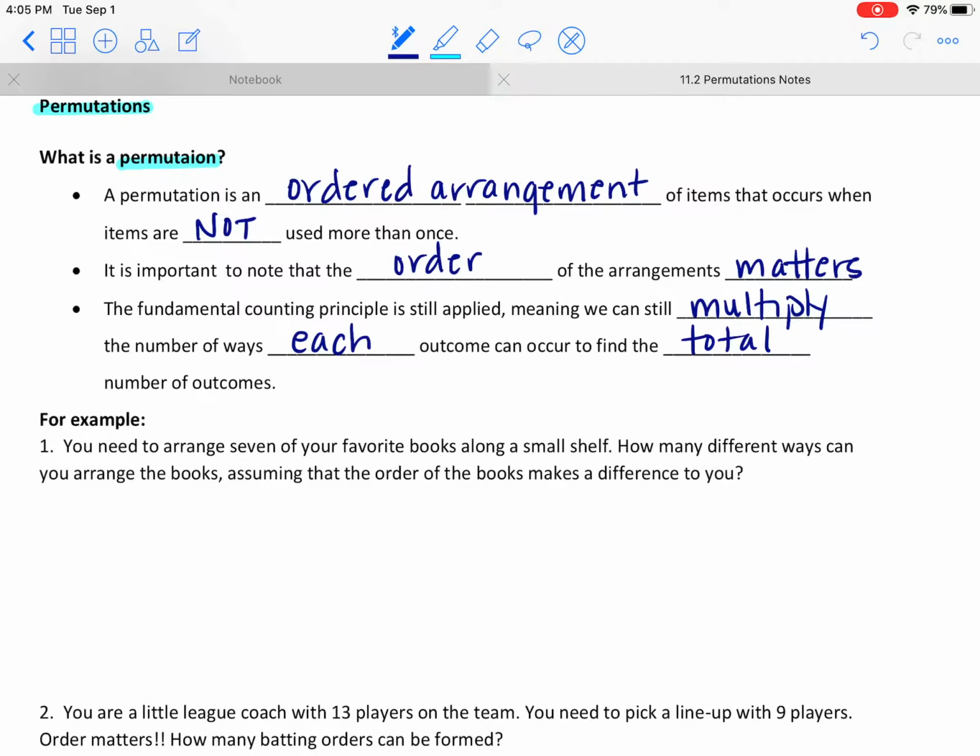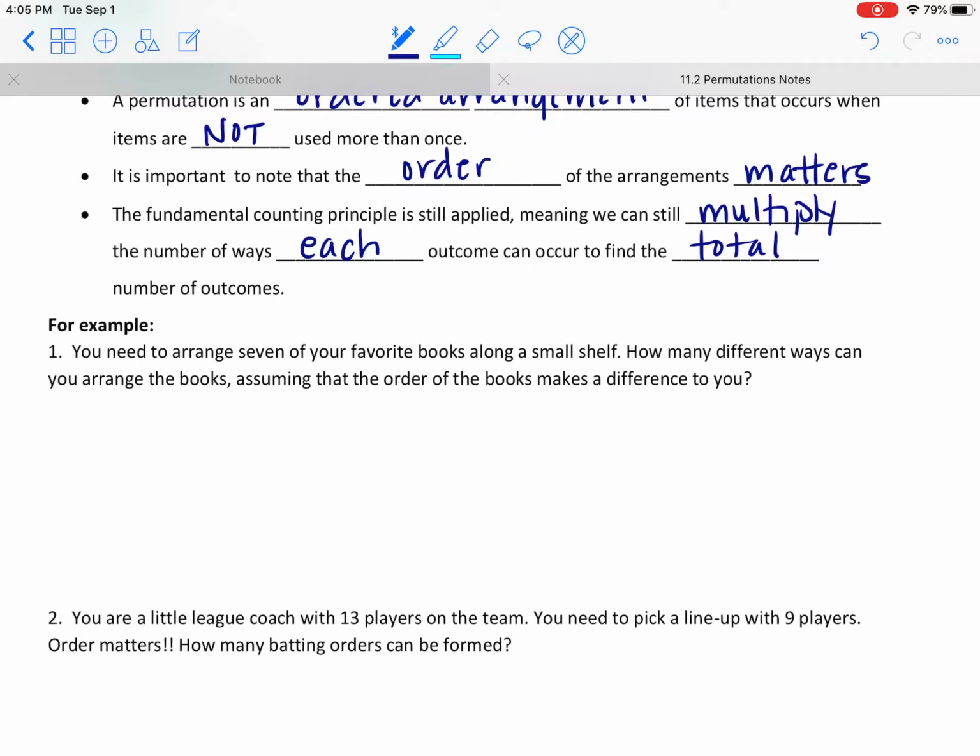Okay? So here's our first example. It says you need to arrange 7 of your favorite books along a small shelf. How many different ways can you arrange the books, assuming that the order of the books makes a difference to you? So let's just list out what we're doing here. On a shelf, we're going to put book 1, whatever our choice is for the first book, and then the second one, then the third, the fourth, the fifth, the sixth, and then the 7th book. Okay? So we have books 1 through 7 that are going to go on a shelf.